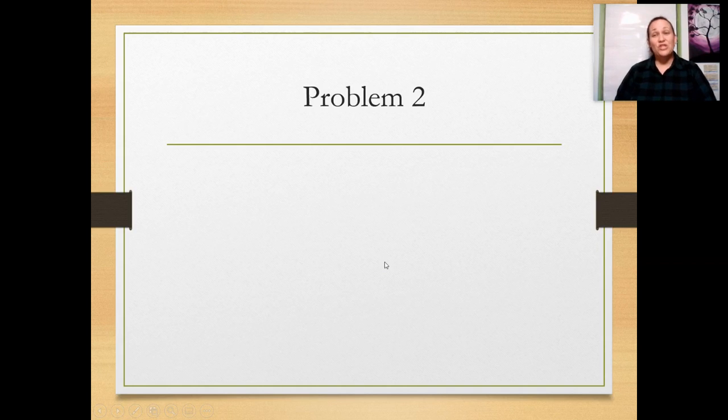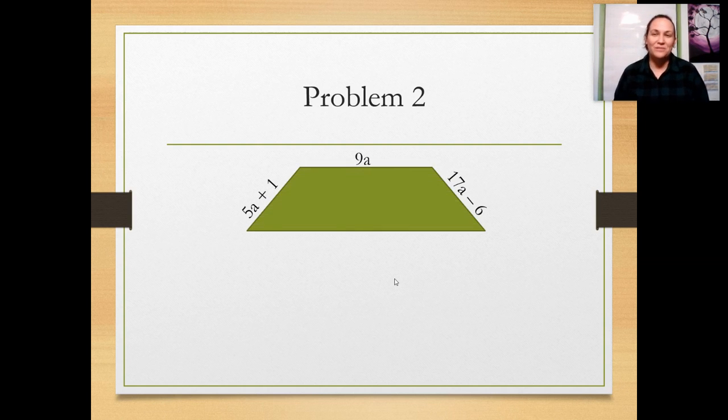All right, now in question 2, we were not given a picture, so we'll need to draw one ourselves. Question 2 says that the perimeter of a trapezoid is 39a minus 7. So we need to draw a trapezoid. This is what a trapezoid looks like. A trapezoid has two sides that are parallel and two sides that are not. And then it also told us what 3 of the 4 sides were.